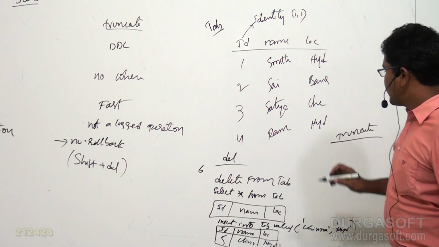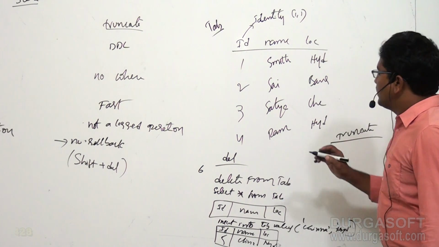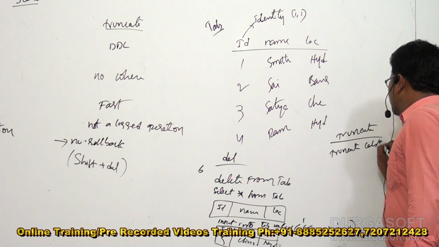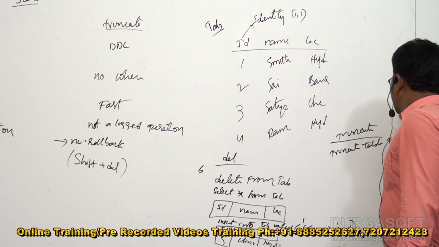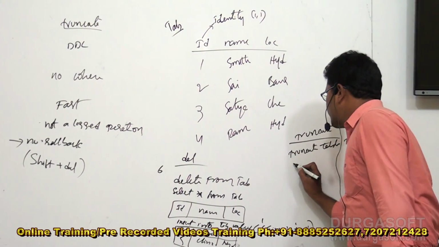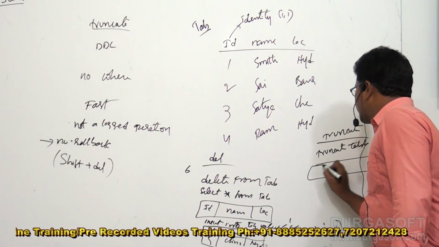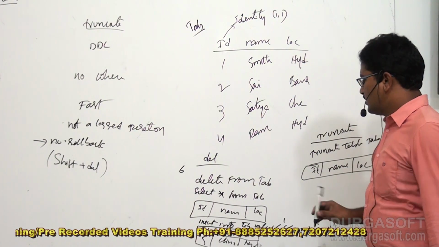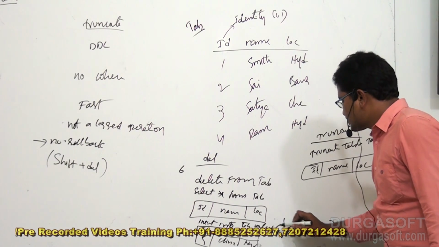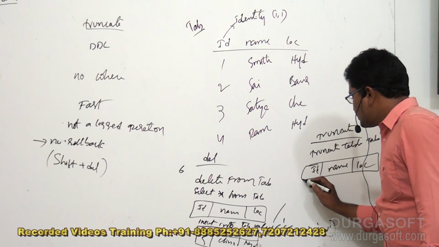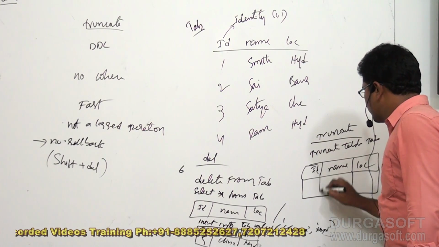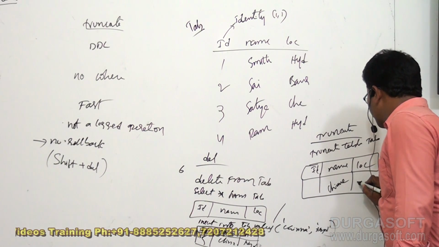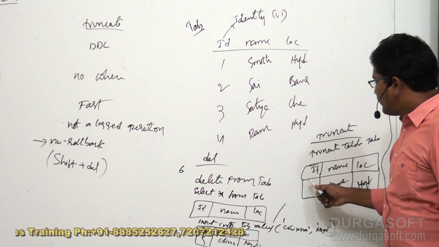In the truncate case, I am using the same table only. I am using truncate, and the table name is tab. After truncating, if I use a select statement, what is my output here? Like this: ID, name, location. After this, again, if I run the same statement, what happens? My output is like this. I am using, what is it here, Chennai. And here, Hyderabad. Now here, what is the value?